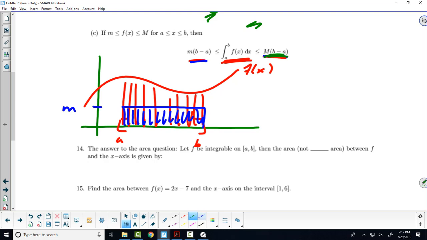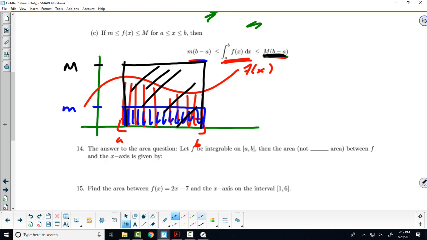Similarly, let's do, I guess, black. If capital M is up here and capital M is bigger than f of x for all values on that region, then this area, my picture's getting pretty cluttered, is what? Larger than the area underneath the red curve.